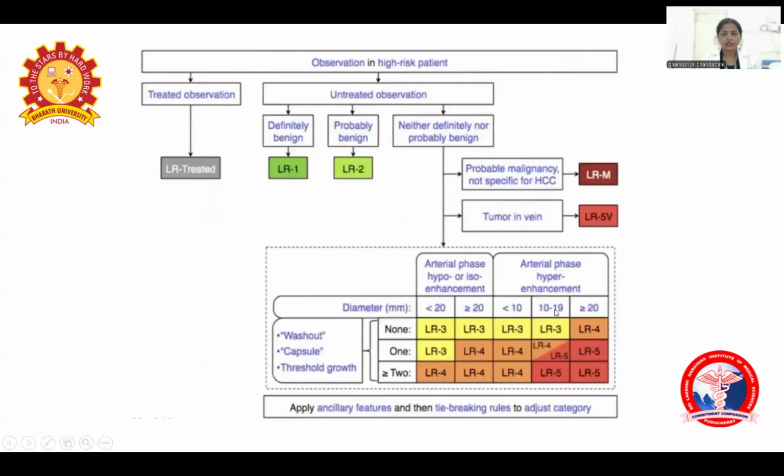For a 1 to 2 centimeter lesion with one of these features, it can be classified as LR4 or LR5, depending upon the presence of ancillary features that may favor benignity or malignancy. So that I will discuss in later slides. For the same size lesion, if two or more features are present, then they are categorized as LR5. Similarly, for a more than 2 centimeter lesion showing arterial phase hyperenhancement, if none of the features is present, then they are LR4. If one or more of these features is present, then they are LR5.